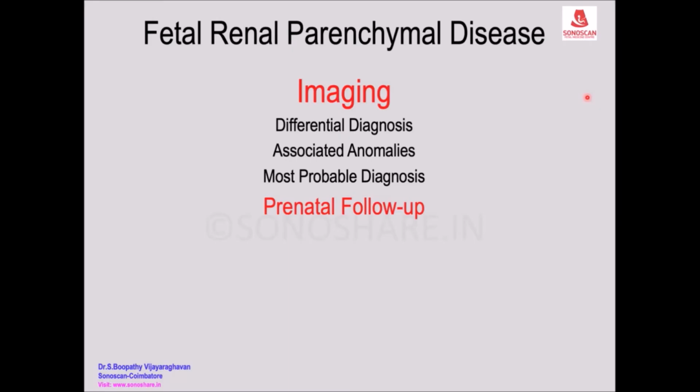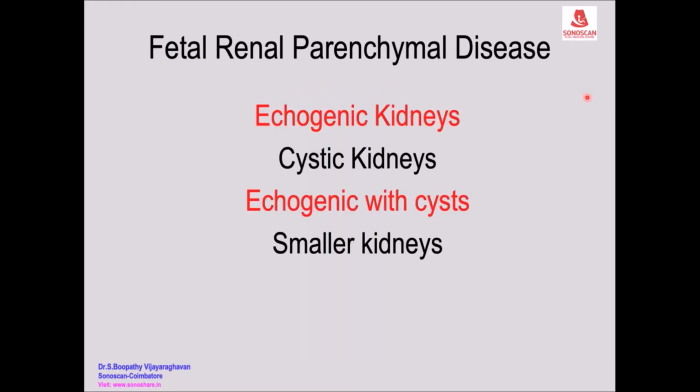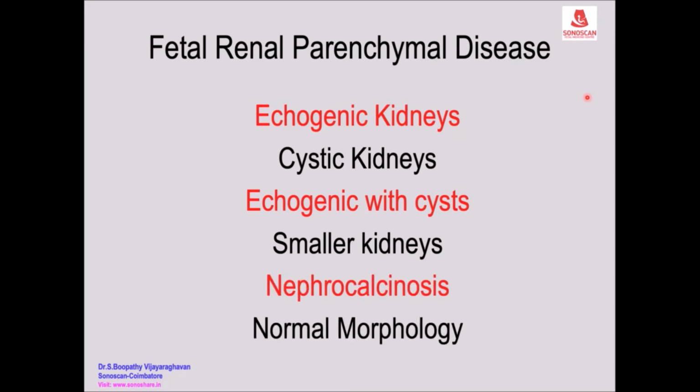Decide on prenatal follow-up, how to follow up prenatally, the need for genetic testing and what testing is to be done, and prognosticate the particular type of patient. So, assessing the amniotic fluid volume, looking for associated anomalies, smaller kidneys, nephrocalcinosis, and normal morphology. Fetal renal parenchymal disease can present as one of these.